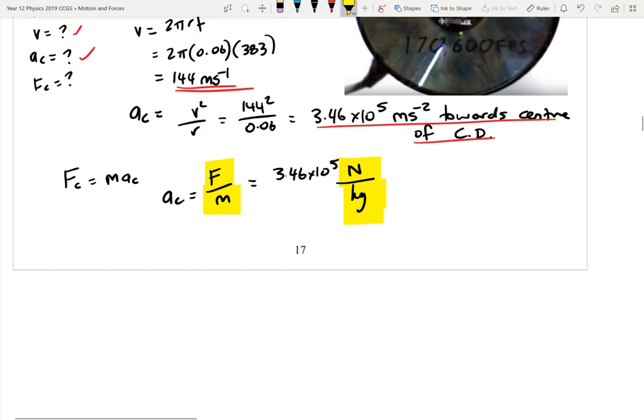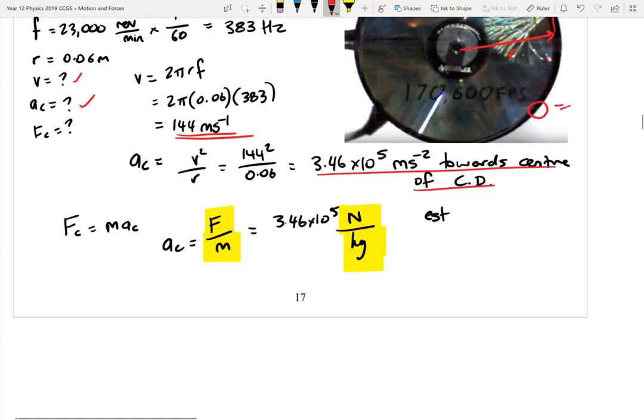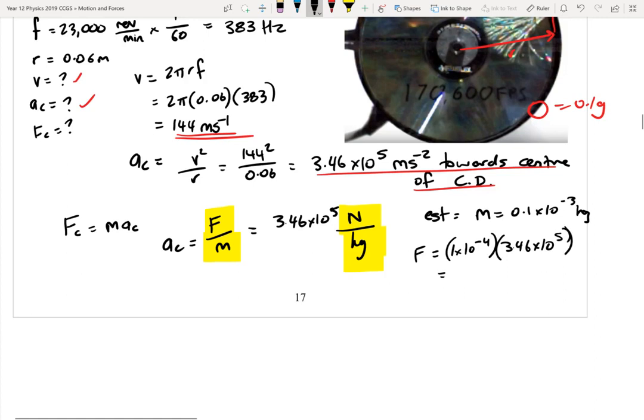Even if we estimated, if I highlighted a section of disk and said that is equal to 0.1 gram, we could estimate mass equals 0.1 times 10 to the negative 3 kilograms. The force is still going to be quite large. It's going to be 1 times 10 to the negative 4 times our acceleration, and you're going to get about 34.6 newtons. And again, I'm forgetting direction there because I'm getting lazy.